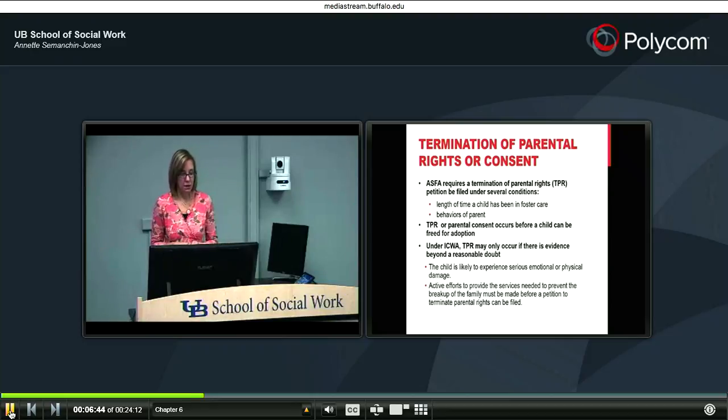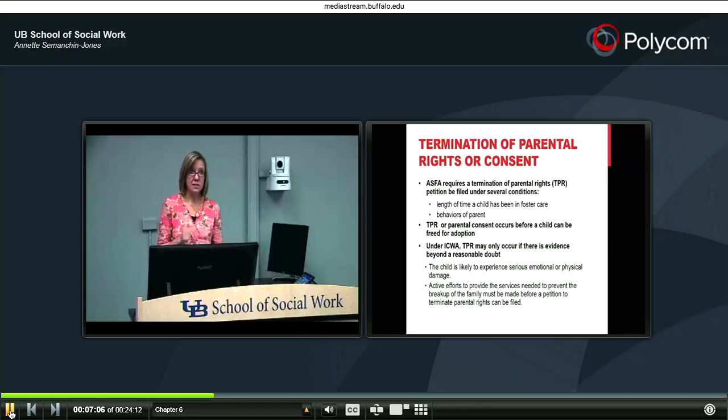A TPR must occur before a child can be freed for adoption. So either parental rights are terminated or the parent gives consent for their child to be adopted. That has to happen first, and then the child can be freed and then legally adopted.